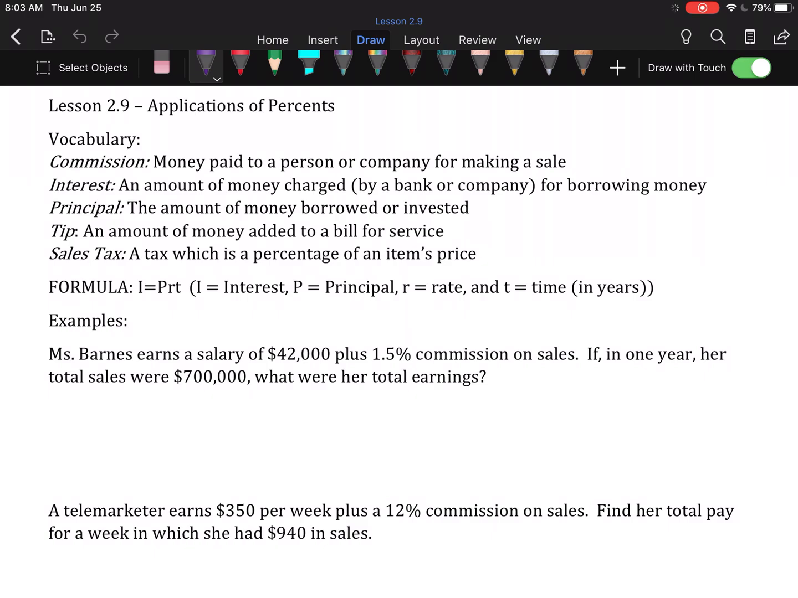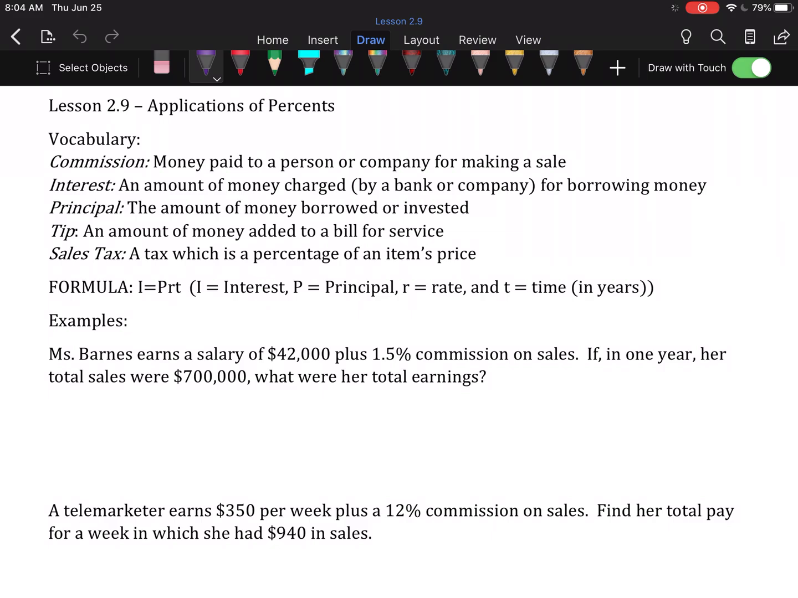First up, Ms. Barnes earns a salary of $42,000 plus 1.5% commission on sales. If, in 1 year, her total sales were $700,000, what were her total earnings? So, on the color-coded sheet, total earnings is salary plus commission. And we know salary. What we don't know is the commission. Commission, which is also on that sheet, is commission rate times sales. Rate should be a key word for you in that you're looking for a percentage.